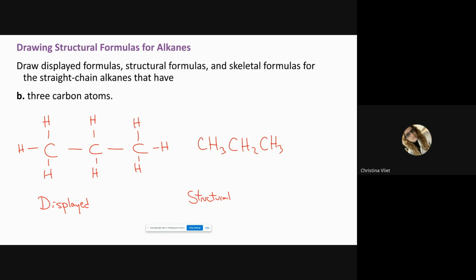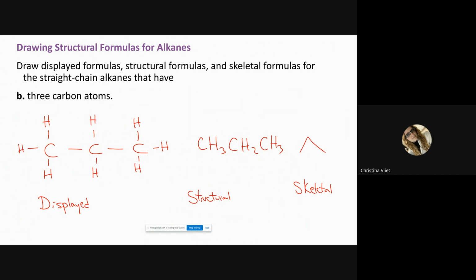Yeah, I'm trying to erase it because I don't want you to do it like that. I'm just saying you could, but I don't want you to do it like that. Skeletal. No hydrogens at all. So in the skeletal form, the C molecule would be this.